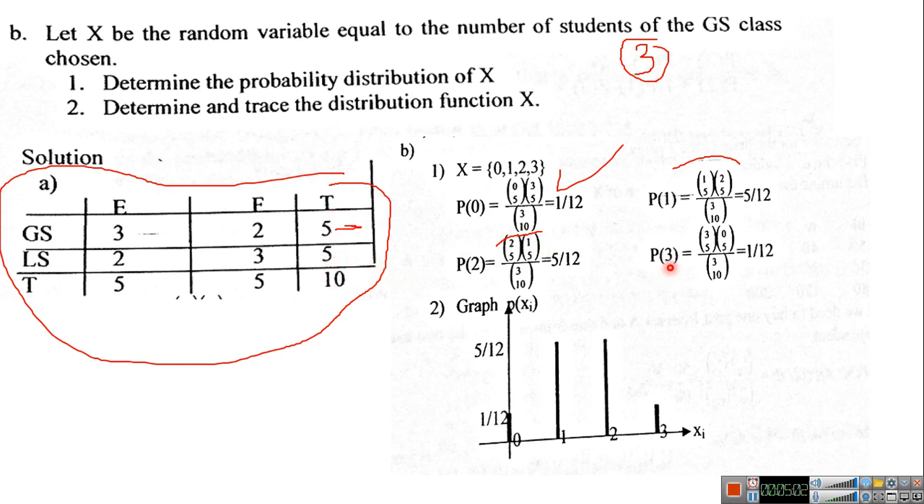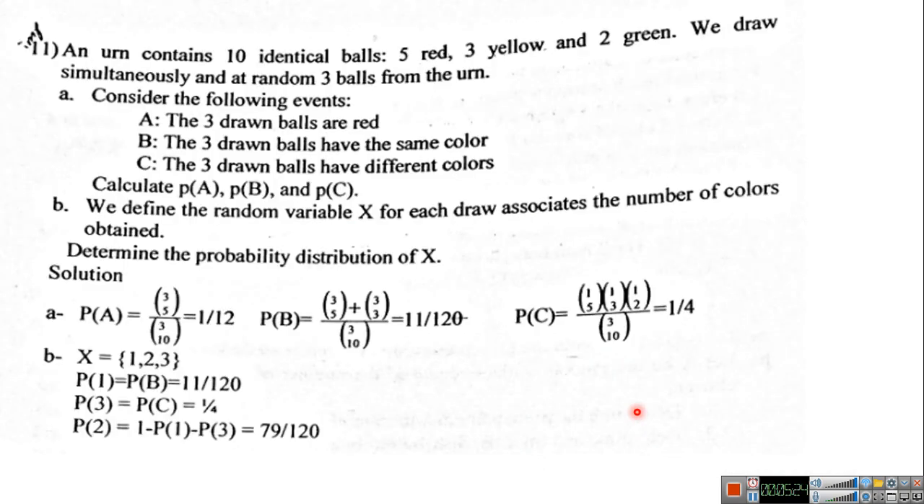And the 3 is 3 from the GS, so 3 out of 5, 0 out of French over 3 out of 10, okay? And if you make the sum, it will give you 100%. And if you want to graph the bar diagram, you put 0, 0 is 1 over 12. This is 1 is 5 over 12, 2 is 5 over 12, and 3 is 1 over 12.